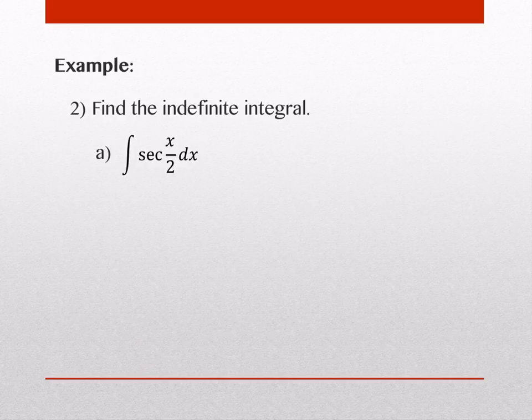All right, so we're going to do some practice with these. The first one is the integral of secant of x over 2. So you have an antiderivative form for the antiderivative of secant, but this one says x over 2. So what am I going to have to use in order to deal with the x over 2 part of it?